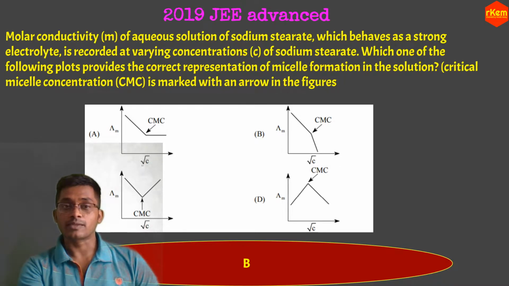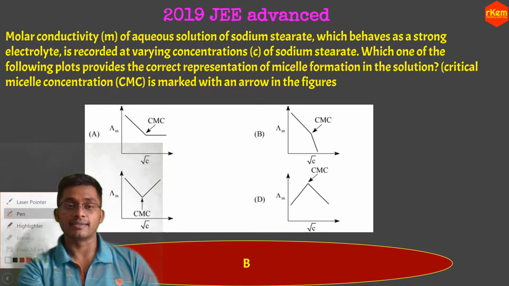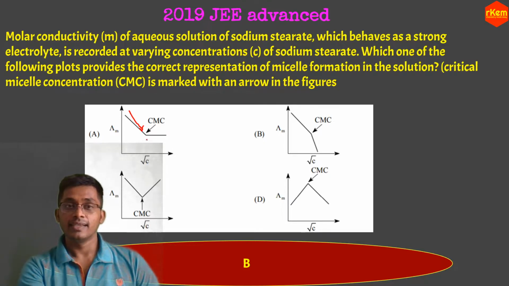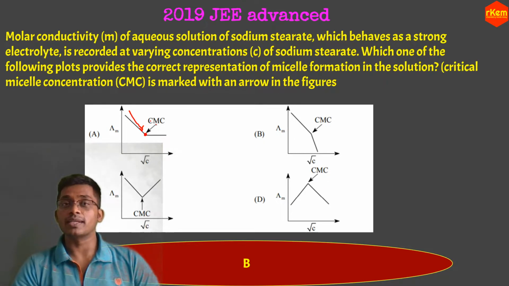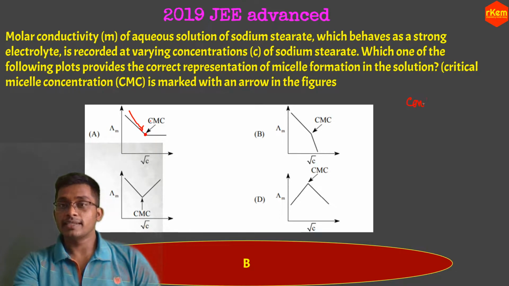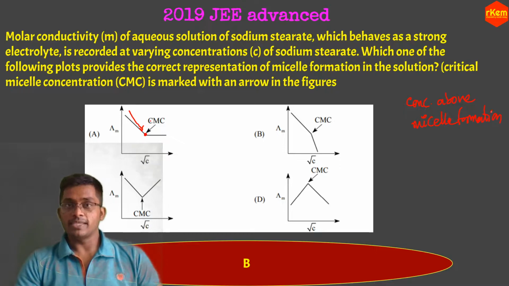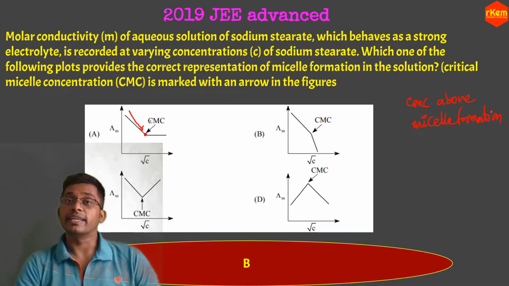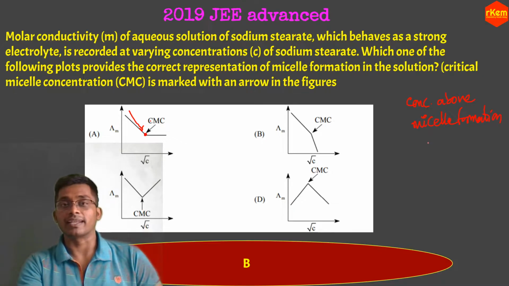See here, as concentration increases, what is happening? It is decreasing. Conductance is decreasing. This point they are saying is the critical micelle concentration. First, you understand what is critical micelle concentration. Critical micelle concentration is the concentration above which micelle formation takes place. That means below this there is no micelle formation. Above this concentration there are micelles. Micelles mean they are colloid particles, no doubt.